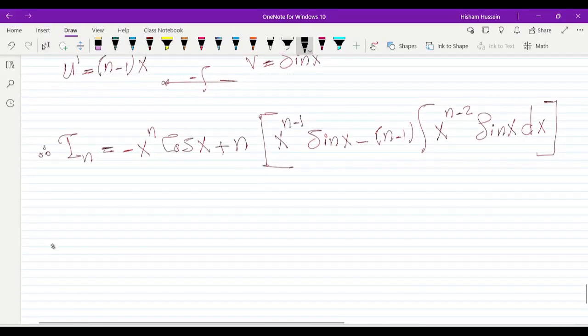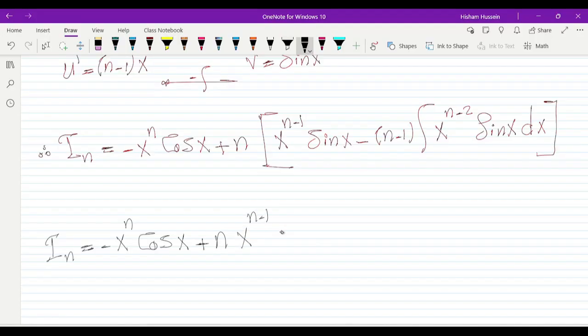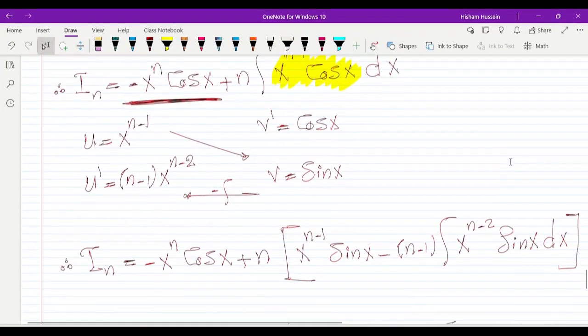Then I_n at the end will be the first term, don't forget it, negative x to the power n cosine x, plus n distributed on these two terms: n x to the power n minus 1 times sine x, minus n times n minus 1 times I_{n-2}. So here the reduction is 2 by 2. I4 leads to I2, I2 leads to I0, I6 leads to I4, I4 leads to I2, I2 leads to I0, and so on. Don't forget this reduction formula.